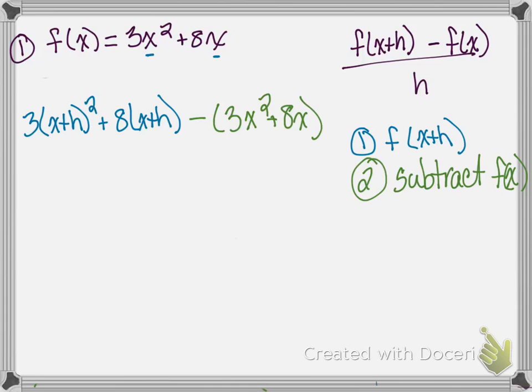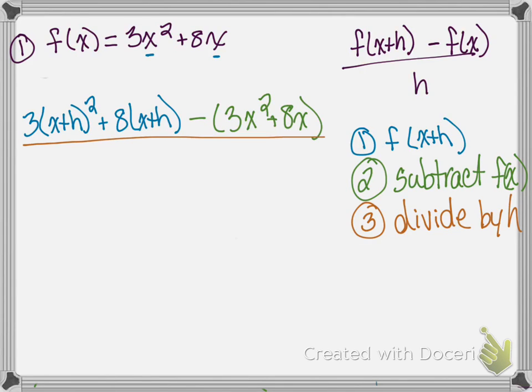Then my third step is I divide everything by h. Okay? And then my last step is I simplify. Now I'm going to go back to some of the colors as I'm simplifying, just so you can see which part I'm simplifying. So the first thing, I'm going back to the blue. So I'm going back to f of x plus h.